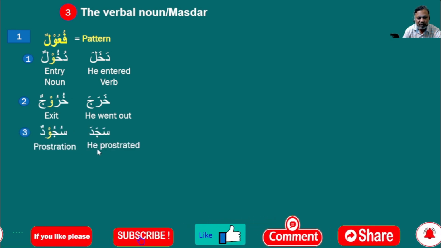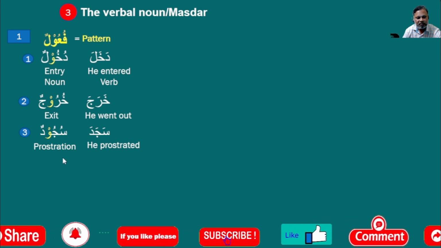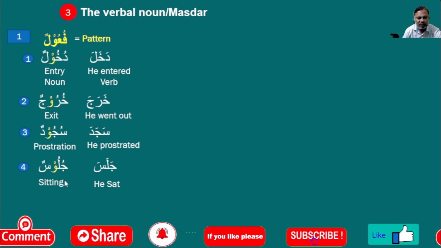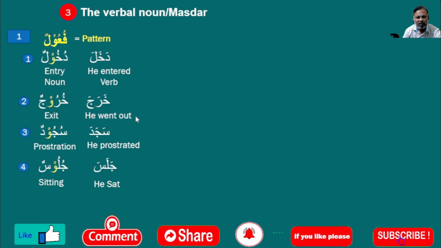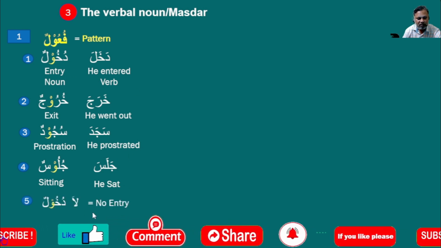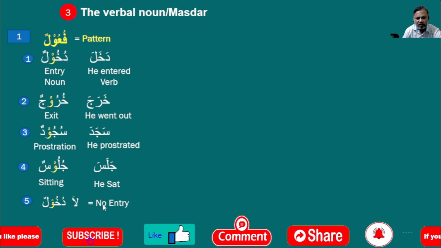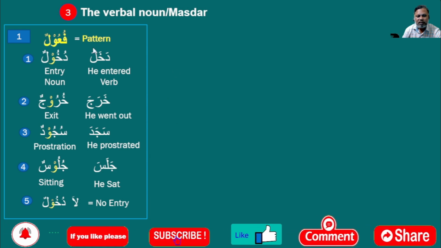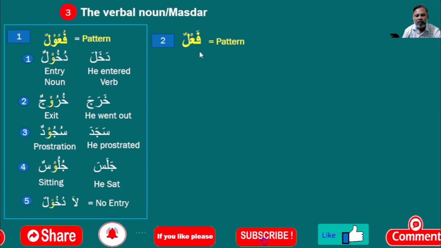And sajada means he prostrated, and sujudun means prostration. Like jalasa means he sat, and julusun means sitting. These are all verbal nouns or masdar. And like la dukhula, no entry. This is a simple example. This is the group 1 pattern. Let's see one more group.